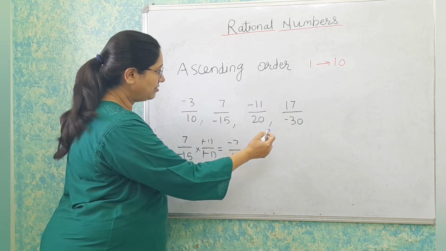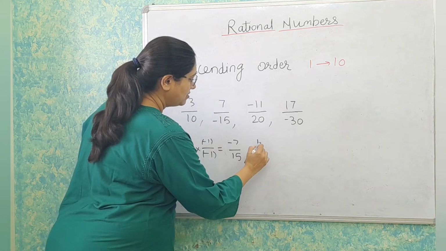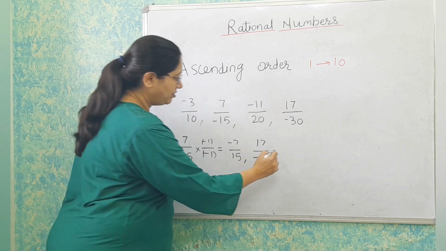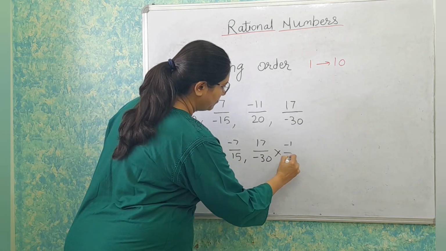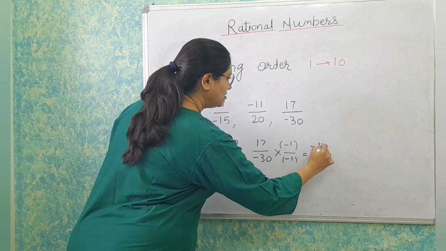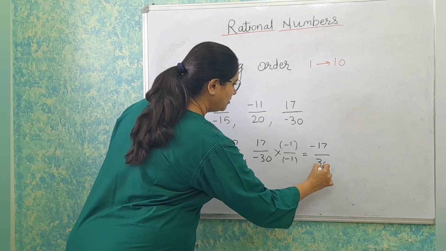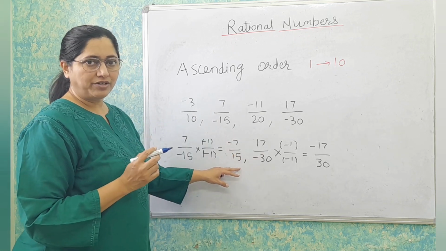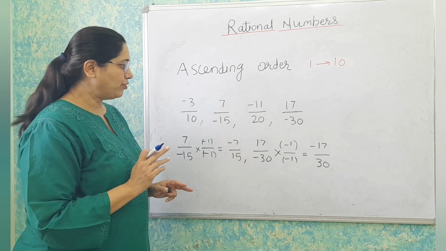Our second rational number, 17 upon minus 30. Again I multiply it with minus 1. So the answer is minus 17 upon 30. Now all the rational numbers have a positive denominator. So the first condition is fulfilled.